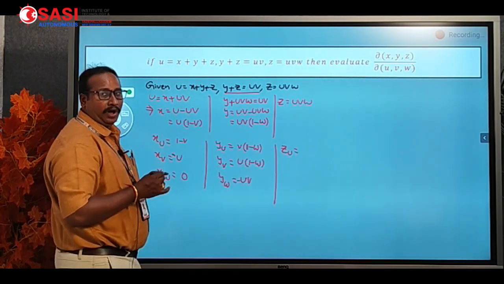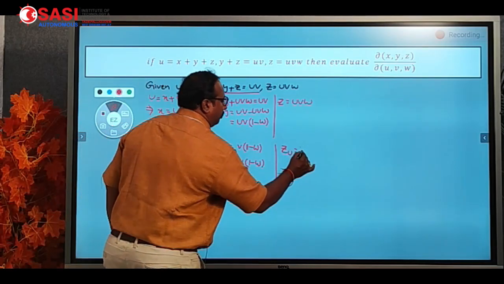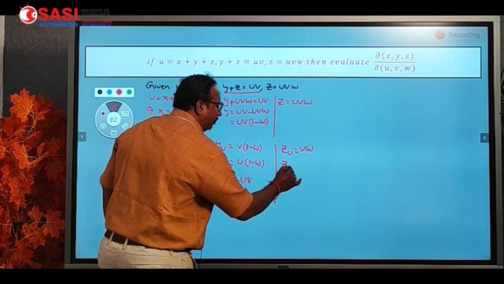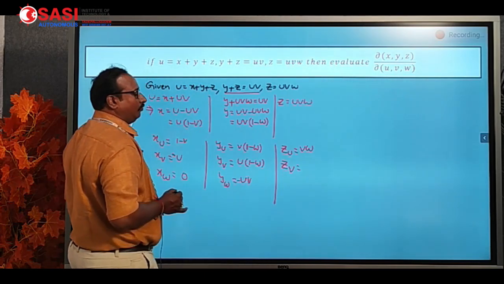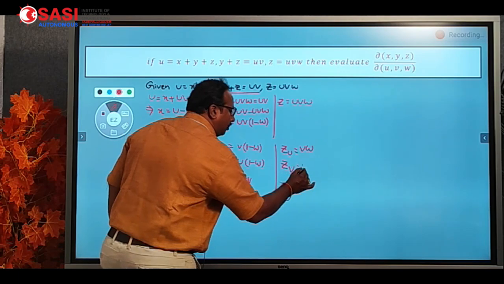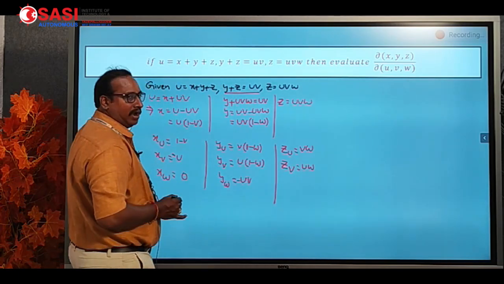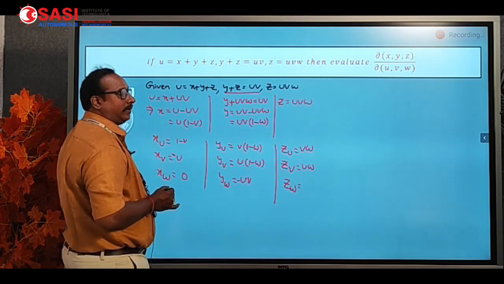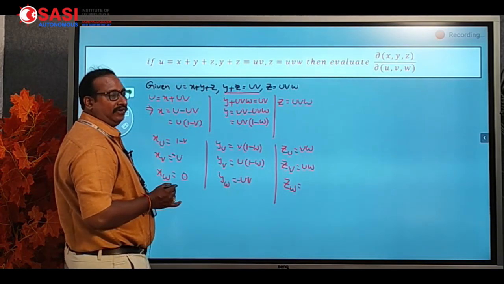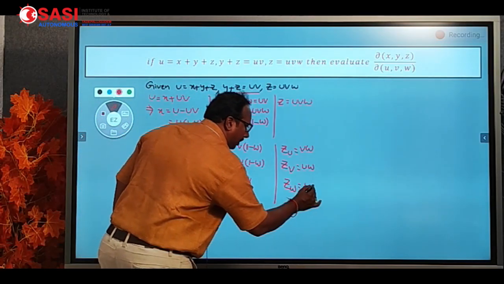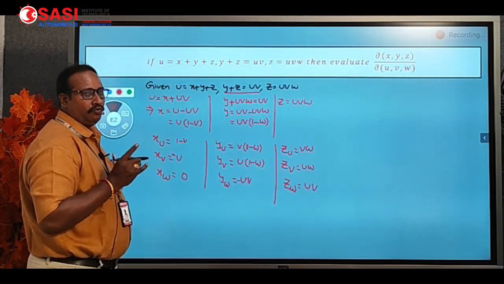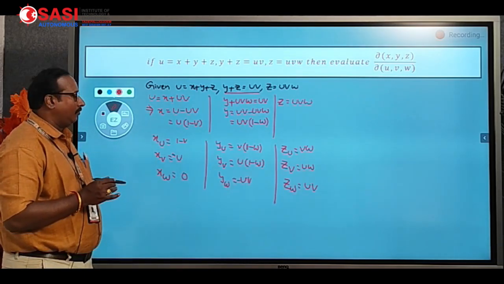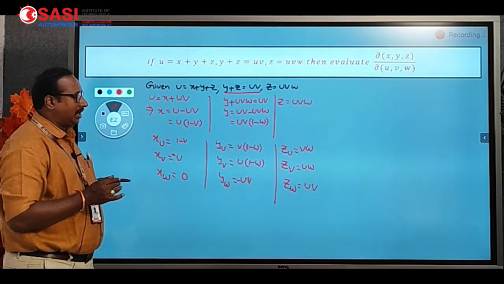So v and w are constants, so take vw outside, remaining u, derivative 1. Then z_v, similarly with respect to v, u and w are constants, take outside, remaining v, derivative 1. Right, now z_w, differentiation with respect to w, so u, v are constants, take outside uv, remaining w, derivative 1. Okay, so finally we got x_u, x_v, x_w, y_u, y_v, y_w, and z_u, z_v, z_w.